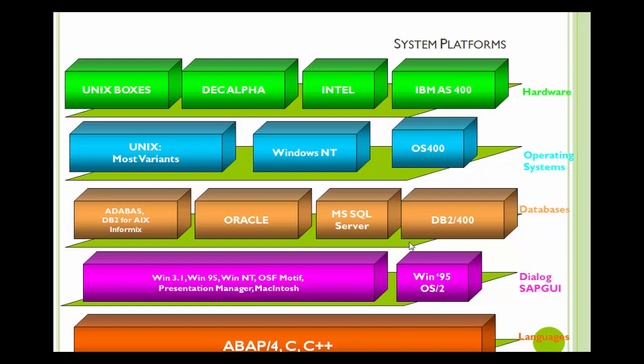SAP has majorly two products: the R2 product and the R3 product. The R2 product is not an open system. The R3 product is an open system. The R2 product will run only on IBM compatible machines. The R3 product can run on anything, on any platform.